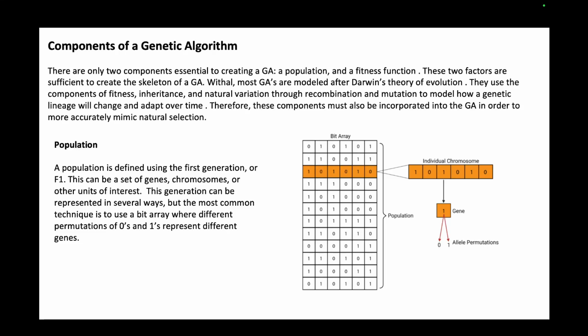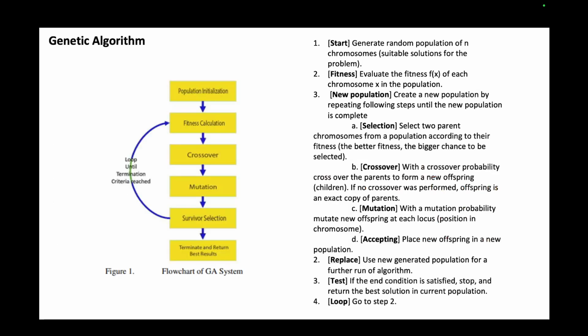The population is defined using the first generation, or F1. This can be a set of genes, chromosomes, or other units of interest. We are talking in terms of genes and chromosomes, but it can be something else as well. The most common technique is to use a bit array, so you use either 0 or 1. This is in the case of binary models, mostly Boolean models. But mostly it will be individual parameter values, not always zeros and ones. The algorithm goes as follows: you have a population initiation, a set of parameter values.